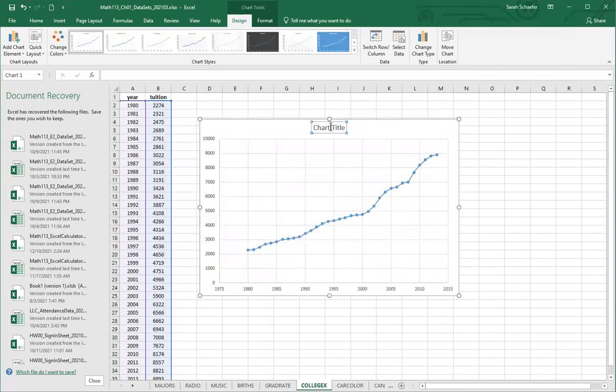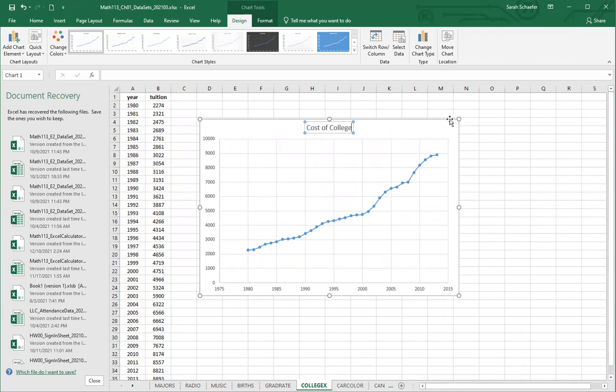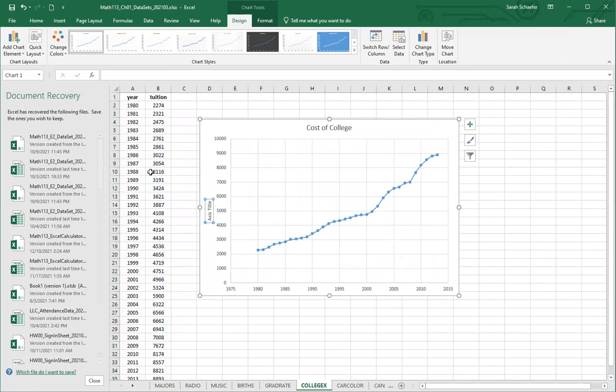All right, so we need to adjust this chart title and put some labels on here. So we'll call this Cost of College. There is my title. And then I need to put some labels on these axes. So I'll go over to Add a Chart Element. We'll go to Axis Titles, and I'll add this one on the vertical. So the one that goes up and down. And this will be Cost in dollars.